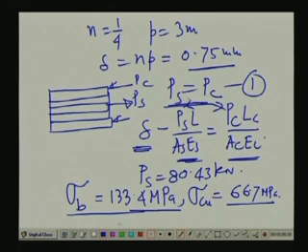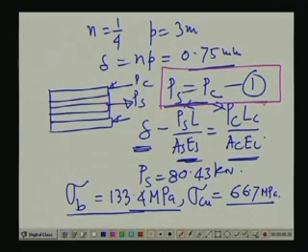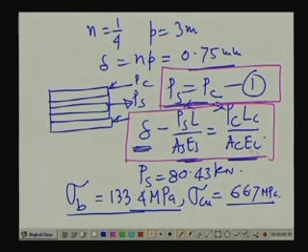So, please note that we have the equation of equilibrium, which is Ps equals Pc, and the compatibility equation is that the deformation created by the nut minus the strain because of extension of the bolt is equal to the strain that is induced in the sleeve. So, this criterion along with the equilibrium gives us the solution for Ps and Pc.